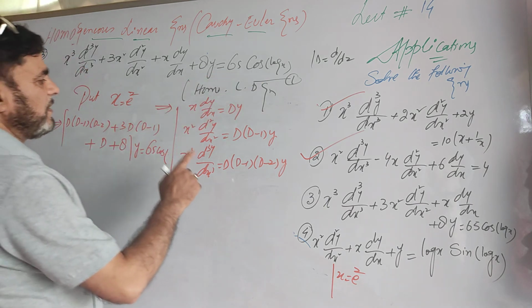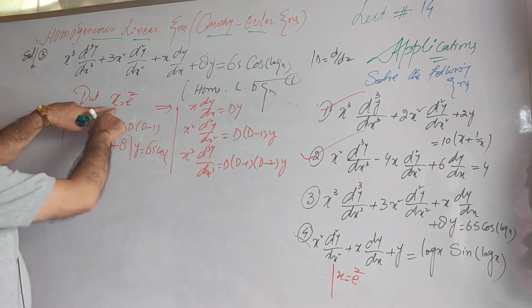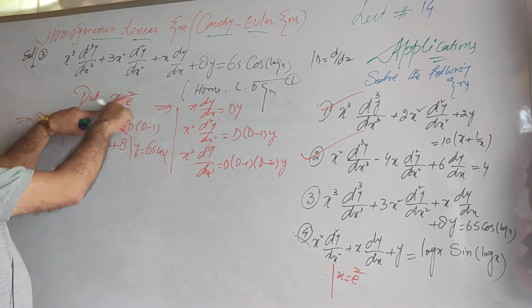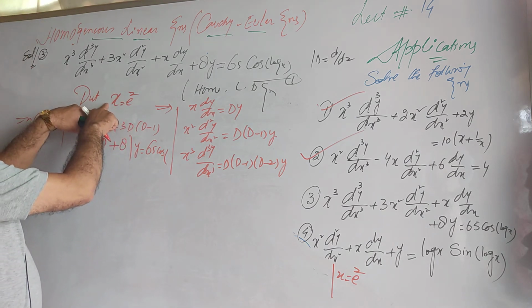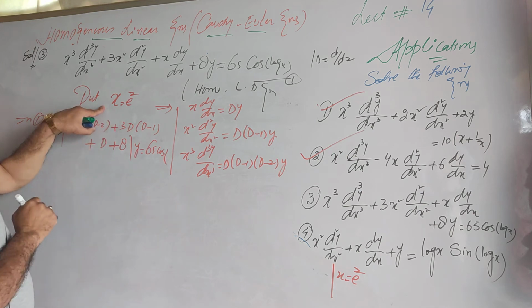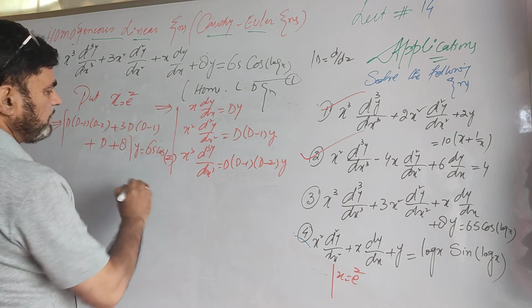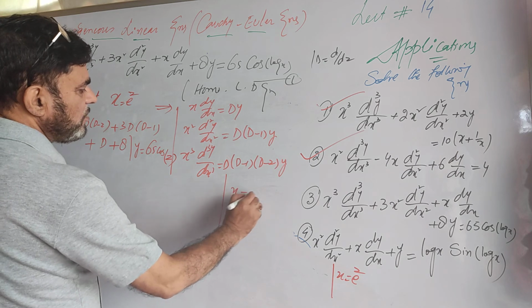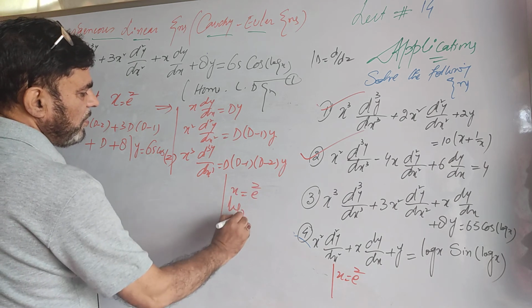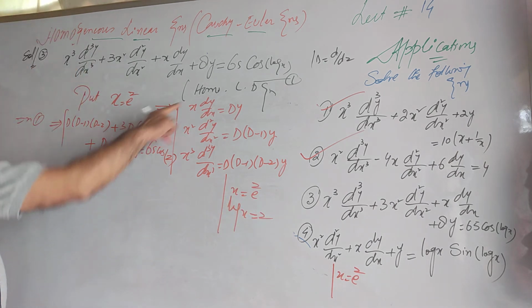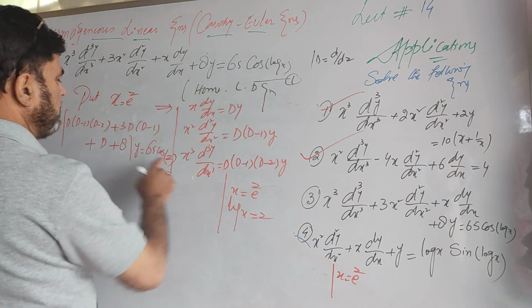What will be log x here? Our substitution is x is equal to e raised to power z. When we apply log on both sides, what is log of x? It is z. Because when you have x is equal to e raised to power z, log x will be z simply. So cos of log x means cos of z.